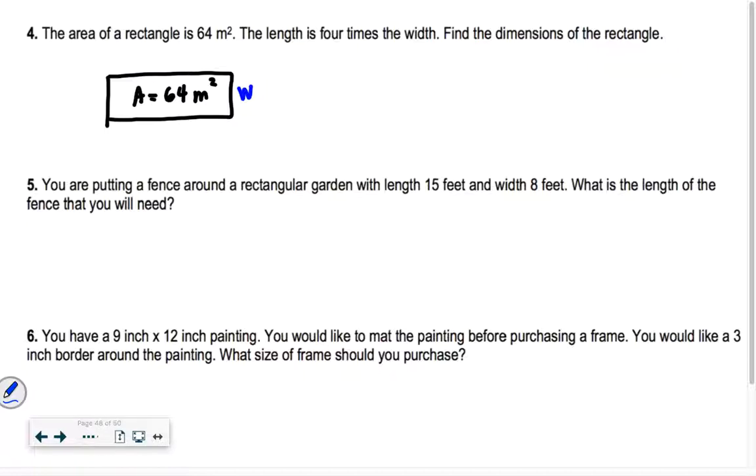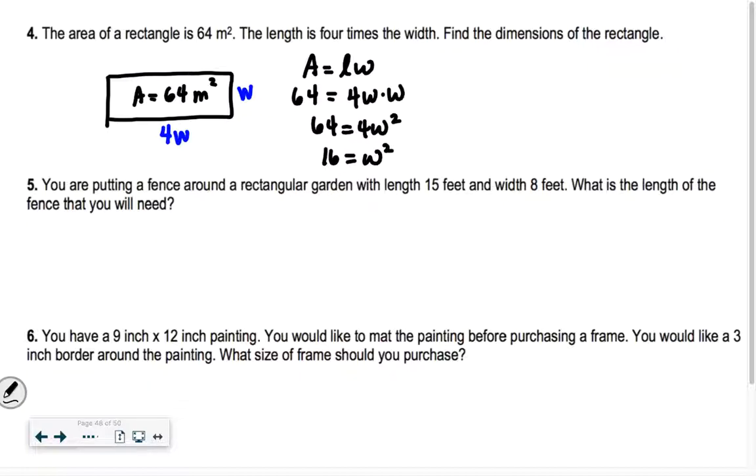Yeah, Keegan? 4W, totally. So if I talk about an area of a rectangle, I take my length times my width, or base times height, right? So my area is going to be length times width, which in this case is 4W times W. And it equals an area of 64. So 64 equals 4W squared. So we divide by 4 and we get 16. So what's the width?